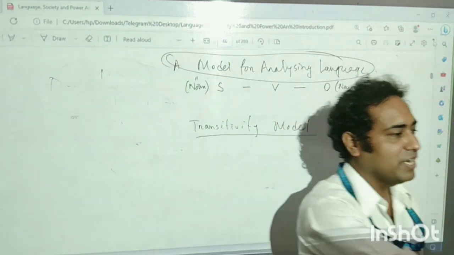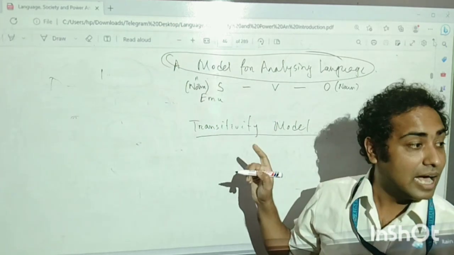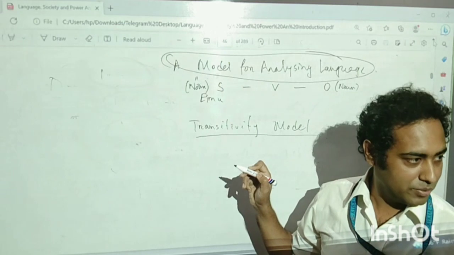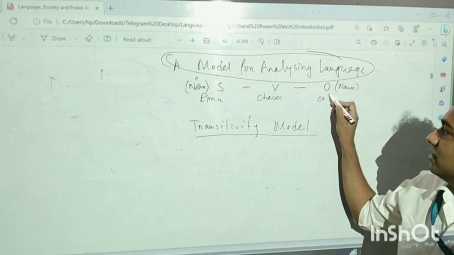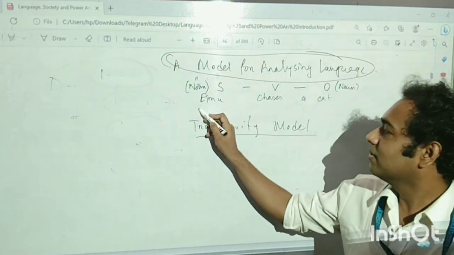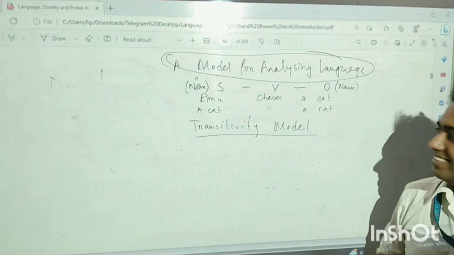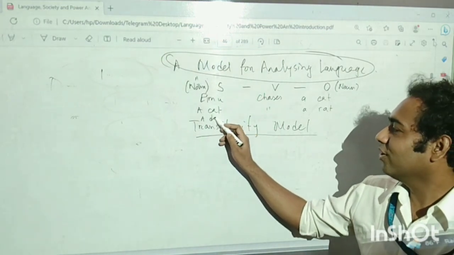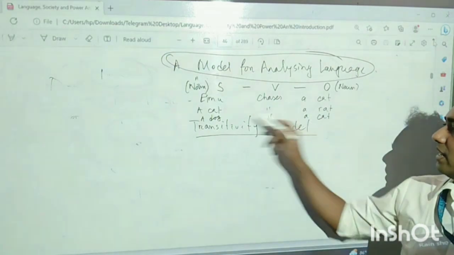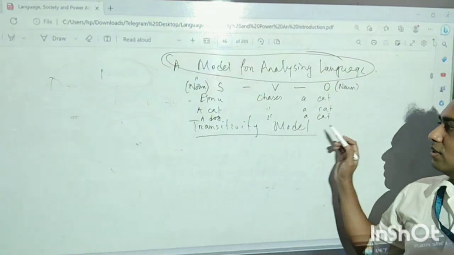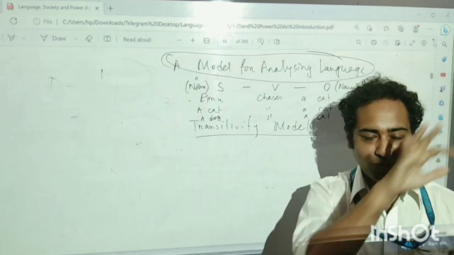So, what's your name? Emu. Spelling, is it correct? Emu chases a cat. A cat chases a rat. A dog chases a cat. So, Emu chases a cat, a cat chases a rat, a dog chases a cat. Structure remains the same, right? But nouns are always changing, both from the object and subject side.